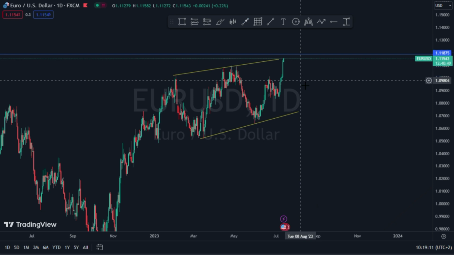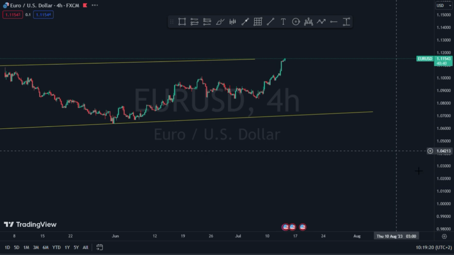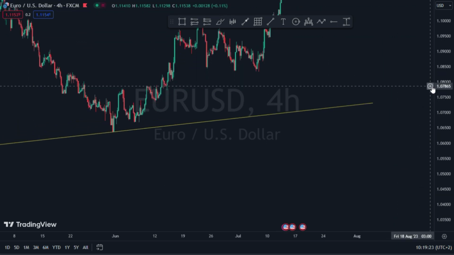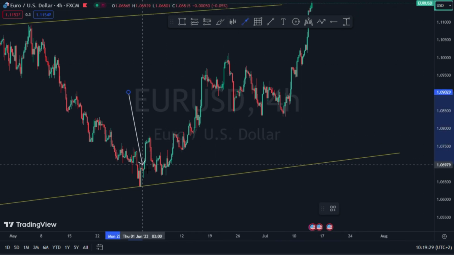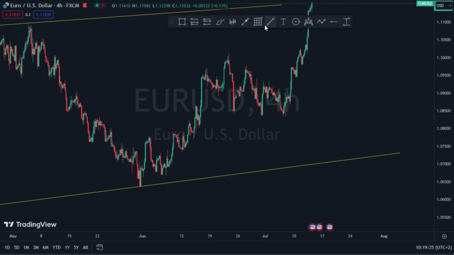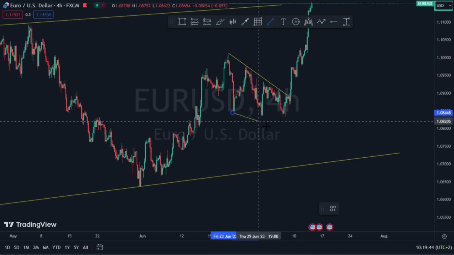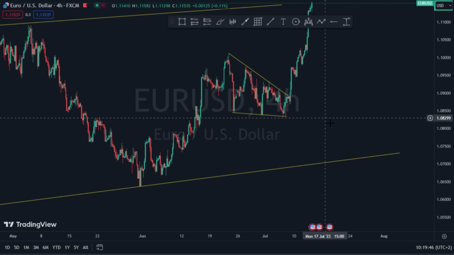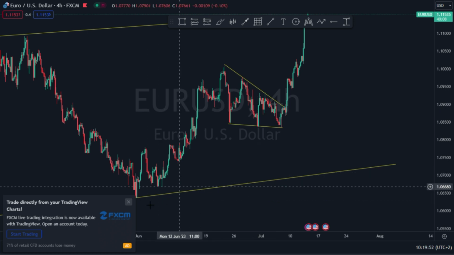So right now what I want to do is to move onto the 4 hours time frame. When I move onto the 4 hours time frame, I want to really understand how the market got to where it is right now. So we can see that after the market presented us with that second touch of the lower trend line, the market pushed impulsively to the upside. After that impulsive move, the market then gave us that continuation pattern right there. That was a continuation pattern right there, right? We can see that the market has already broken that continuation pattern.